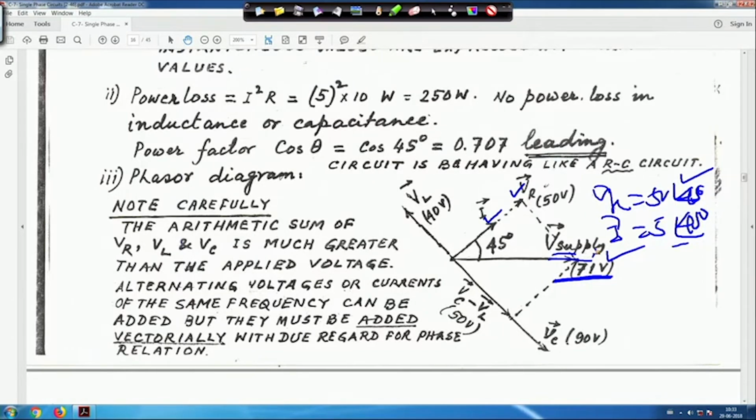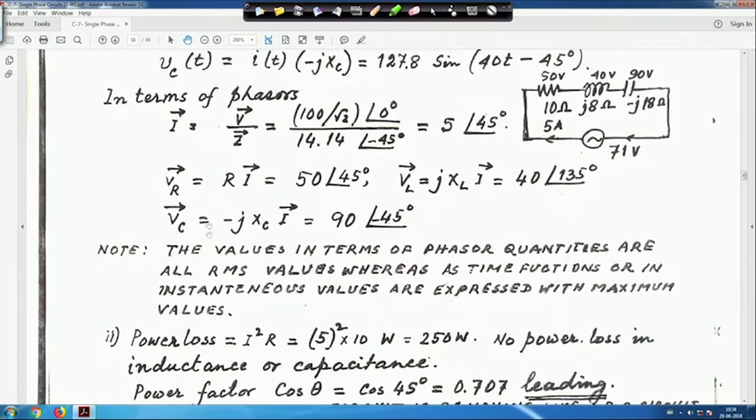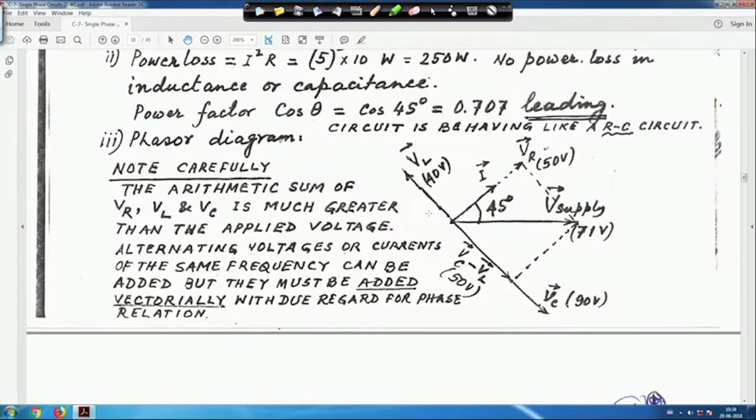Next is VL. VL is equal to 40 angle 135 degree, which we have seen. This total angle is 135 degree with respect to the reference supply voltage, and this is your VL. Similarly, Vc is 90 angle minus 45 degree, as we have seen. Vr, Vc and VL are all there, and this angle is 45 degree.